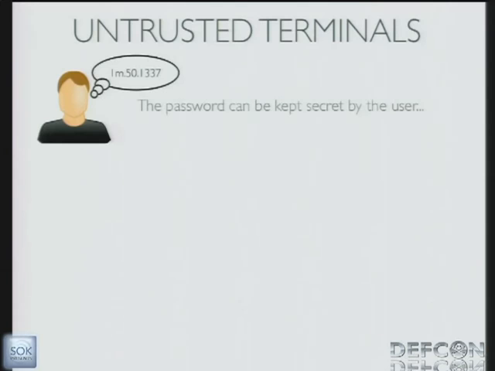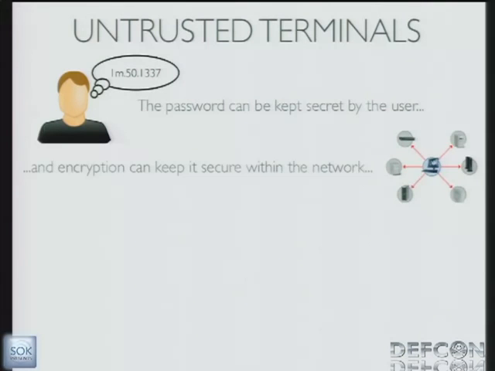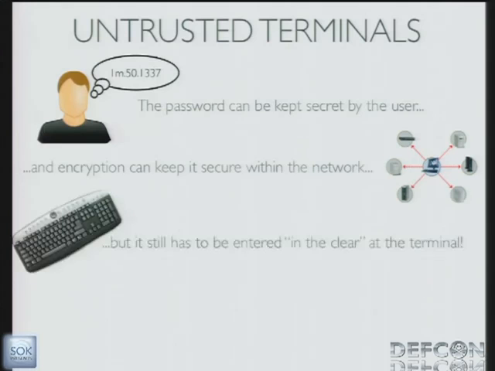Here's the problem with untrusted computers. As a user, you can keep your password secret. You can do everything properly, never tell anyone, never write it down. And once it's in the system, it can be salted and hashed, and it can be used for authentication in ways that make it difficult to recover the original password. But when it comes to actually entering that password, you have to do it in the clear. You have to type in the real thing.